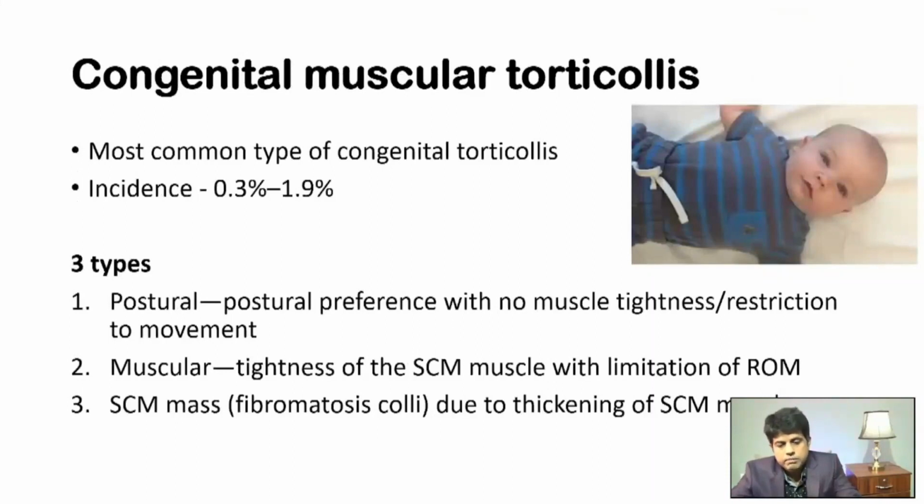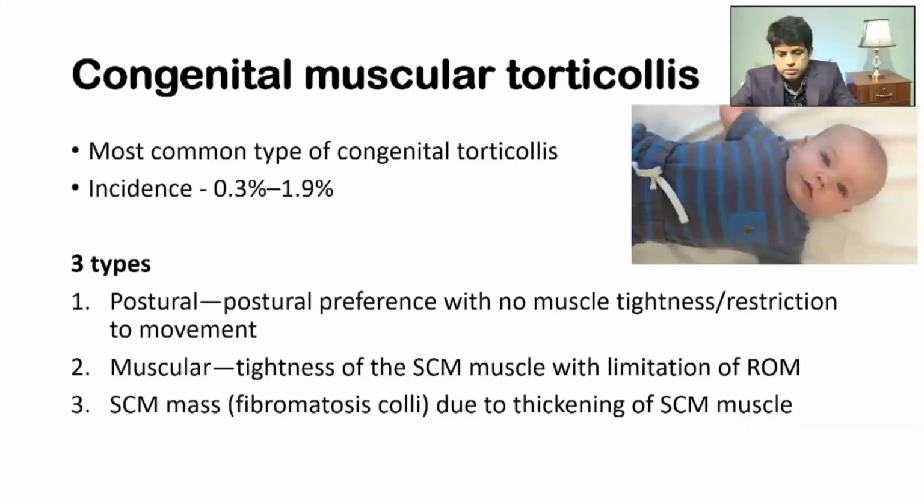Let's first look at congenital muscular torticollis. It is the most common type of congenital torticollis and is seen in about 0.3% to 1.9% of newborns. There are three types of congenital muscular torticollis. It can be postural, muscular, or can present with a mass in the sternocleidomastoid muscle. Postural means the child physically appears completely normal apart from the torticollis, and it can be due to postural preference, and there is no evidence of muscle tightness or restriction to movement in any of the neck muscles.